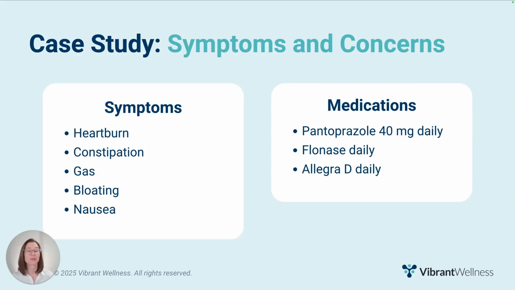She complains of multiple symptoms associated with functional gut disorders, including heartburn, constipation, gas, bloating, and also some nausea. I noted that these symptoms got worse after a stressful move from Maryland to Florida. She has been taking a proton pump inhibitor for GERD for the last 2 years, and has also been taking daily allergy medications to manage seasonal allergies she's had since she was a teenager.